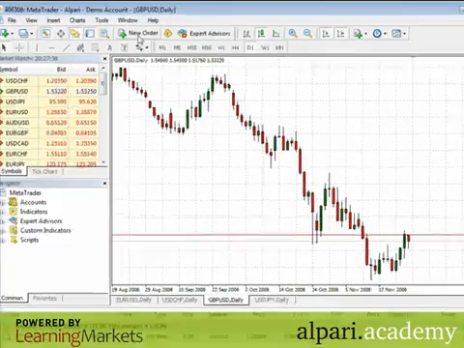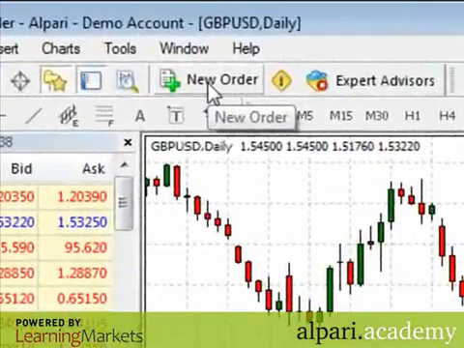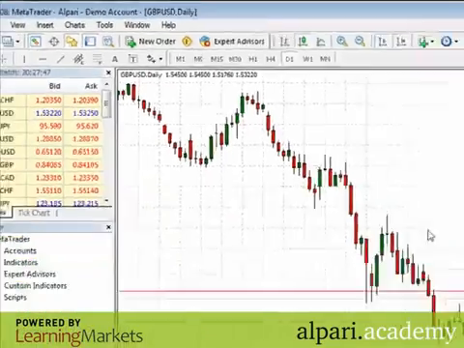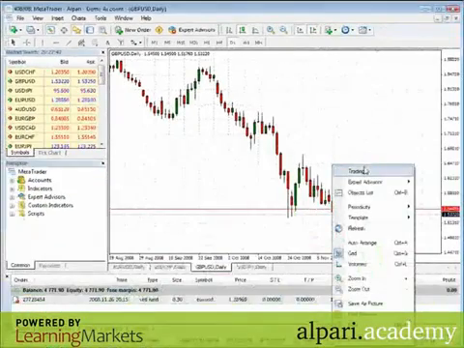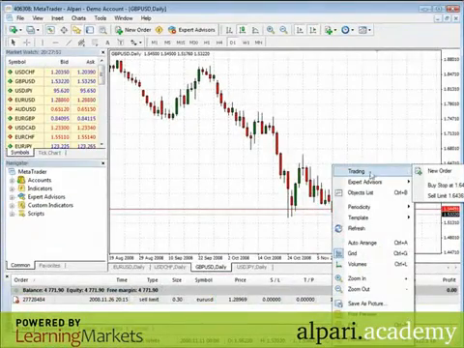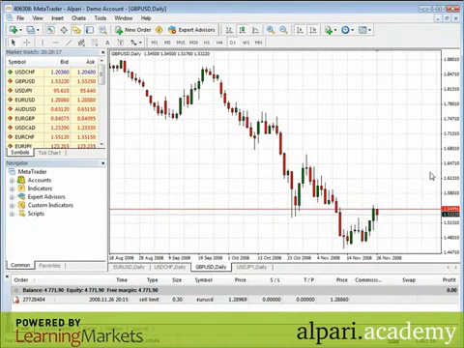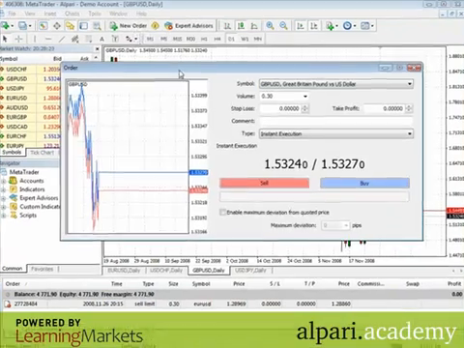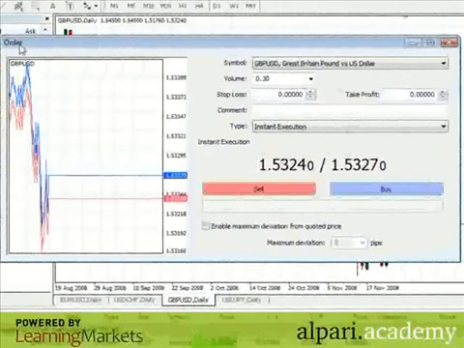Now you'll notice right up here at the top of the application on the main buttons menu, there's a button that says New Order. You can select that. Alternatively, you can also right-click on the chart, mouse over the submenu to Trading, and select New Order. I'm going to select the button here on the main button menu. Either way, the results are the same. The dialog box that opens is our order window.